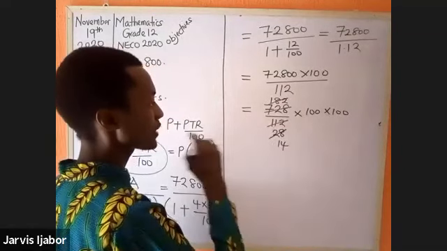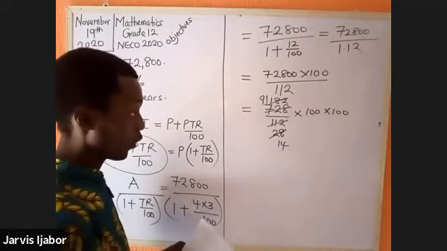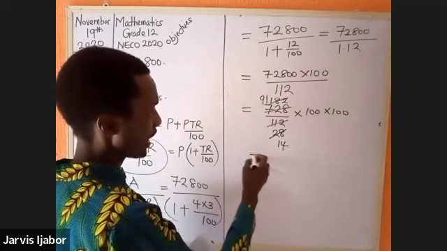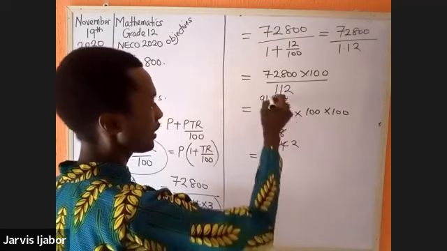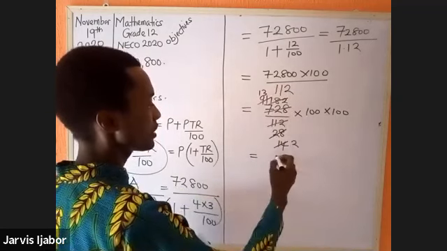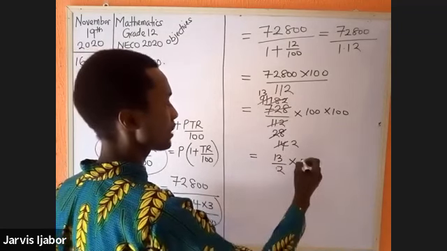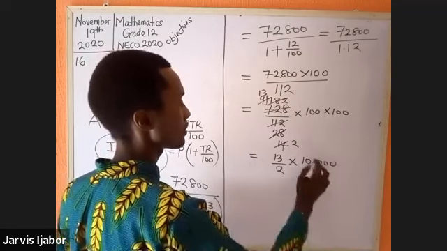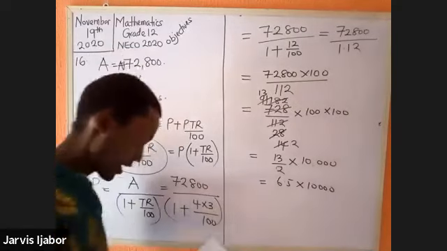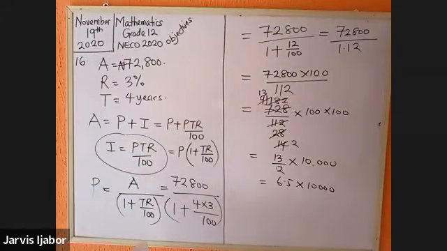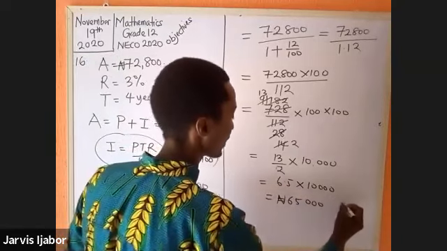I cancel with 2, and you are going to get 91. After that, I can cancel with 7, I'm going to get 2, and cancel with 7, I'm going to get 13. So that will give me 13 over 2 times 10,000. That will be 6.5 times 10,000, and my answer should be 65,000. And that answer is C.